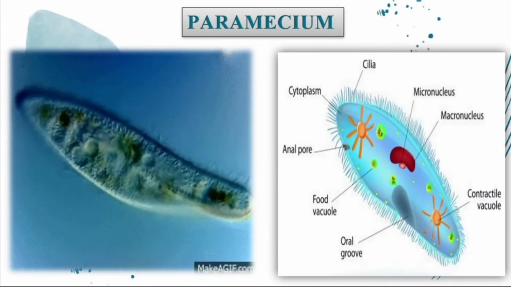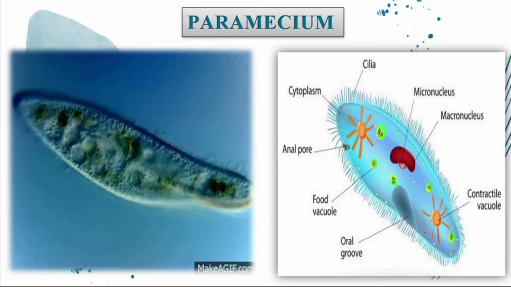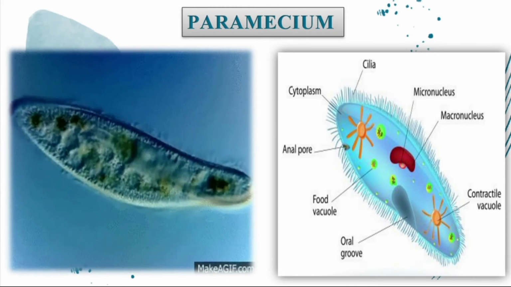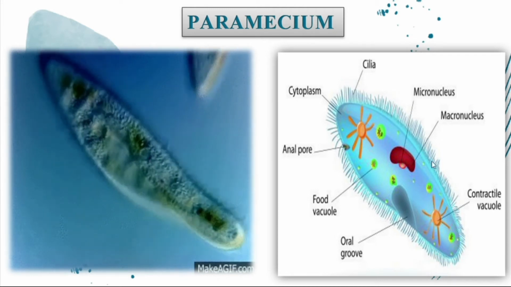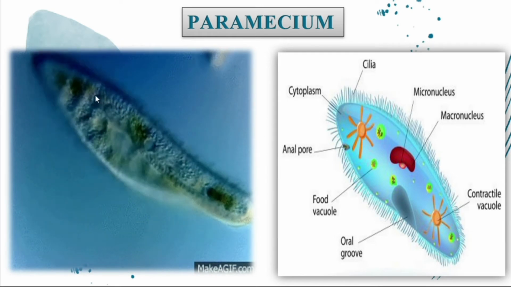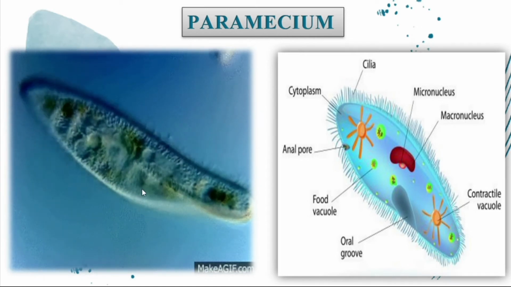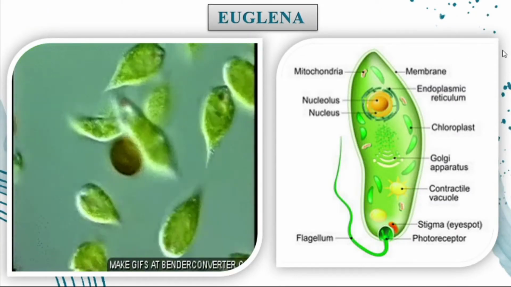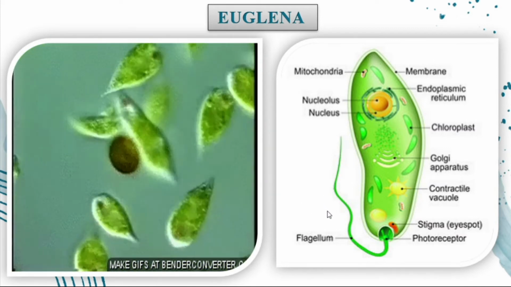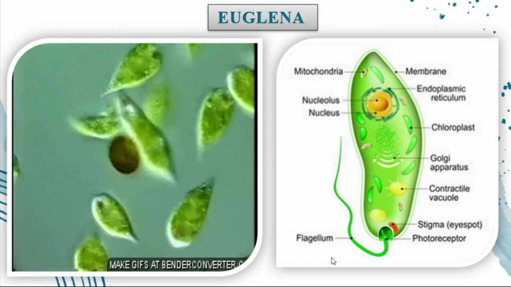And paramecium, yes, the finger-like, hair-like projections are called cilia. They cover the outer surface of the body and are used for locomotion. See this picture, a paramecium, slipper-like in shape, and Euglena. This is a whip-like projection, which looks like a tail. It is also called flagellum.